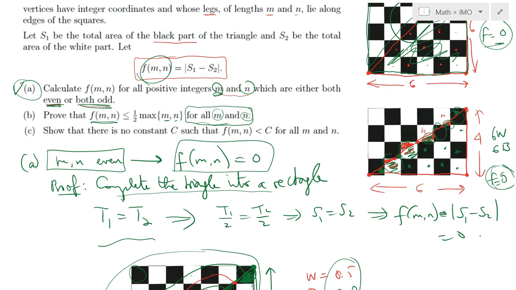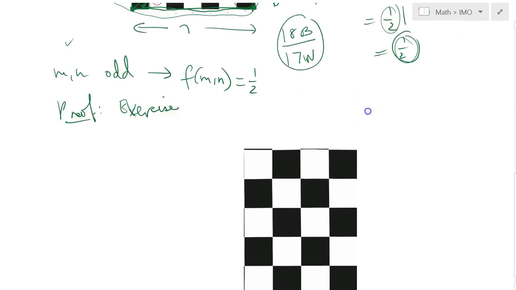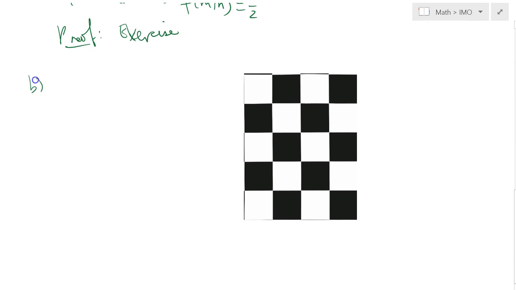So without loss of generality, let's first look at what happens if m, the horizontal leg of the right triangle, is even, and n, the vertical leg, is odd. So I have a new picture here. We are solving part B. This dimension here, m, is even, and n, the vertical one, is odd.